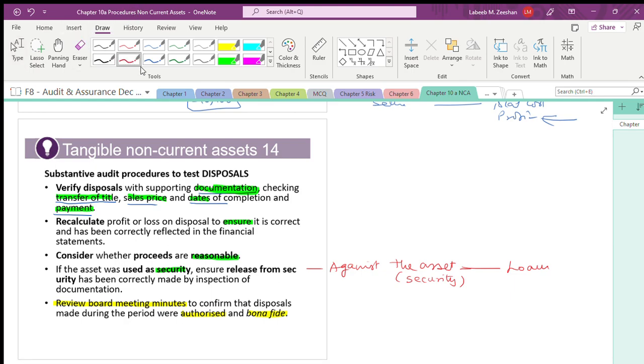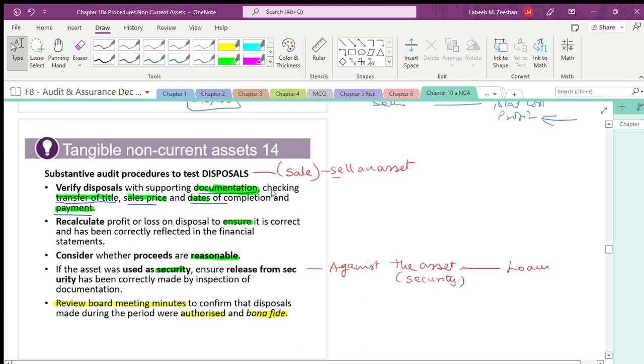Good. You ask me, I am very happy. Whenever you sell an asset, selling an asset is otherwise called a disposal. Clear?